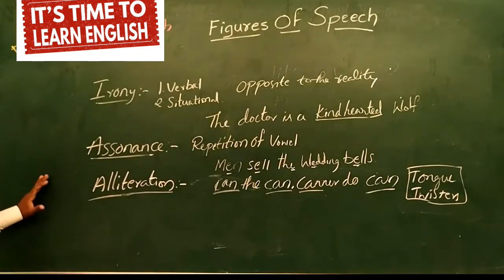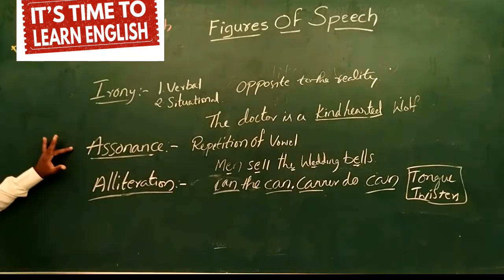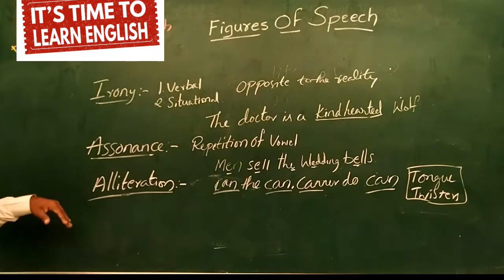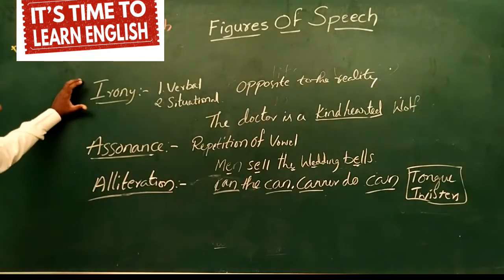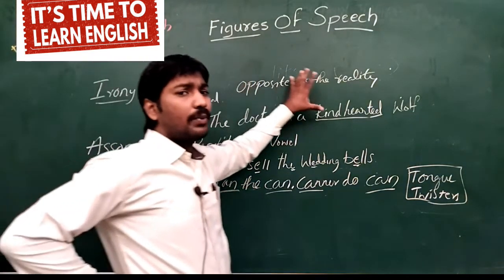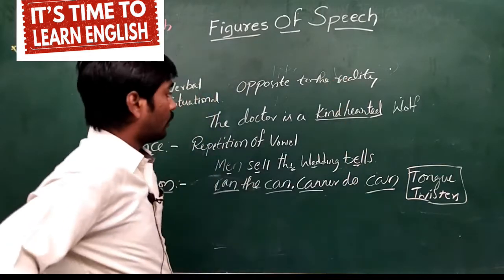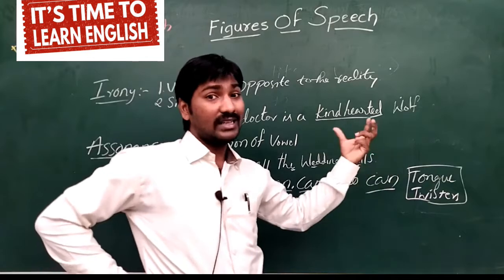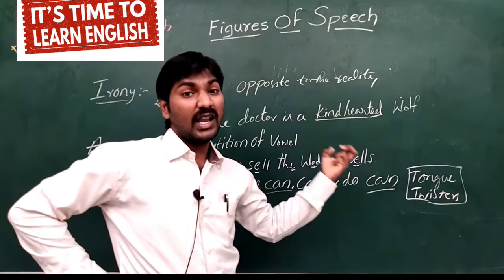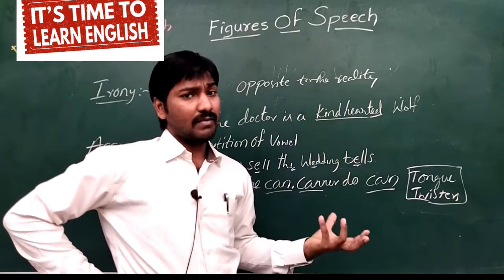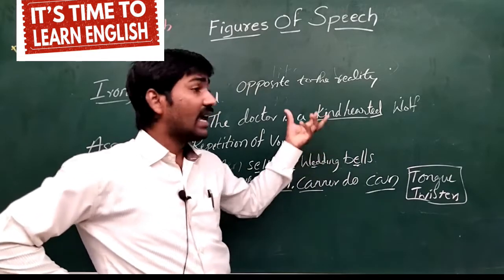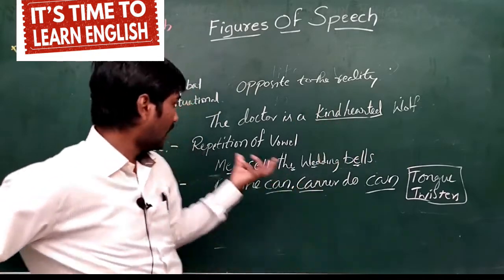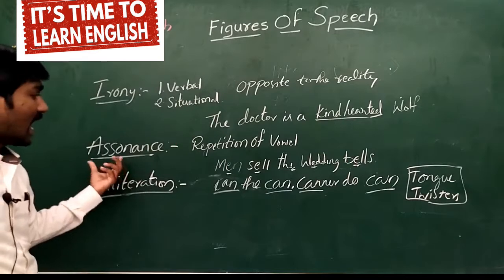So next one, irony, assonance and alliteration. Later we'll go for some other thing. So irony, what does irony mean? Exact opposite to the reality. So the doctor is a kind-hearted wolf. Whether the wolf is kind-hearted, no, he is a very, very angry man, very, very serious man. But we mention he is a kind-hearted man. So that is irony. So next one is assonance.